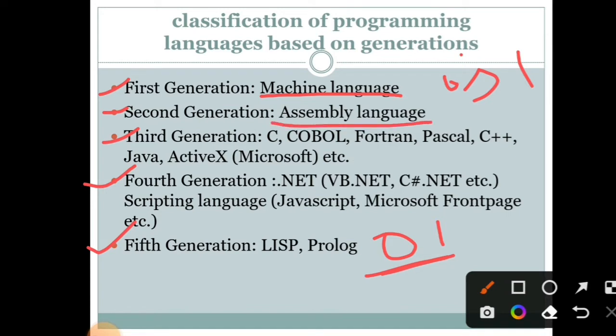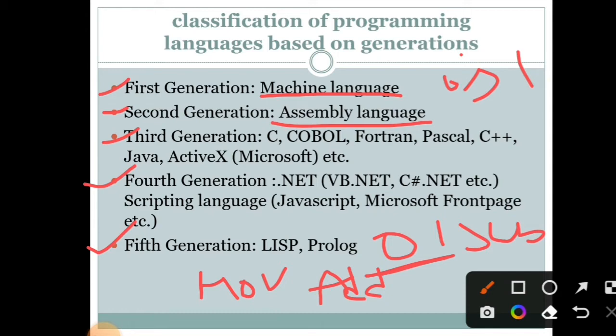In assembly language, mnemonics are used. Mnemonics are nothing but symbols, like MOV, add, sub. Next, in third generation programming languages, C, COBOL, Fortran, Pascal, C++, Java, ActiveX, that is from Microsoft, etc. were used. This generation of programming languages uses high level language.